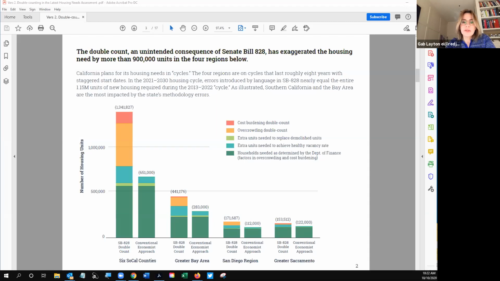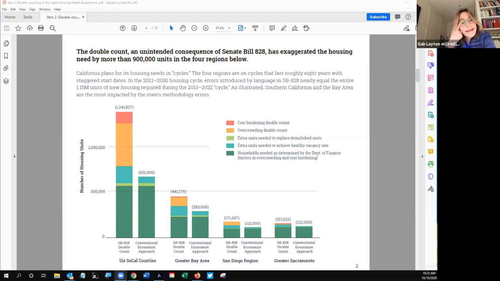What happened in this most recent sixth cycle is that in addition to that, the HCD has added in cost burdening and overcrowding as separate factors, even though the Department of Finance had already factored those into the projected household number that they gave to the Department of Housing and Community Development. So that, in a sense, is where there's a double counting. And also the vacancy rate, as I said, was overestimated, because in the past they have always used a 1.5% benchmark vacancy rate for owner-occupied housing. This time they use 5% across the board.